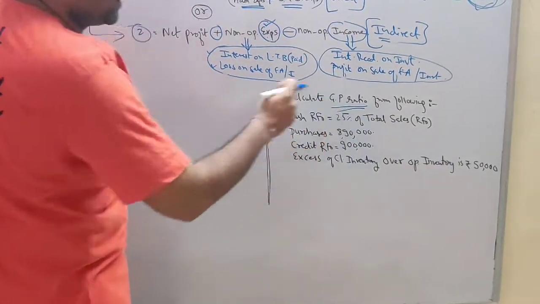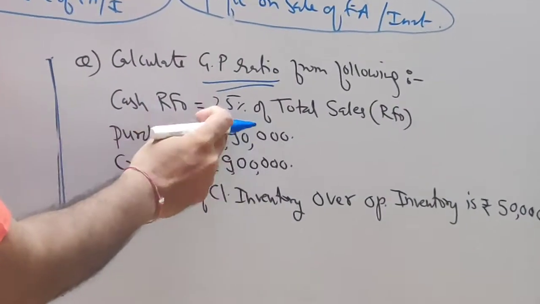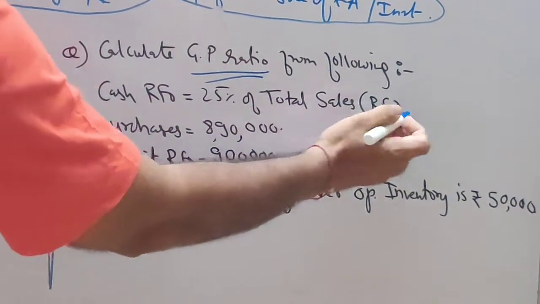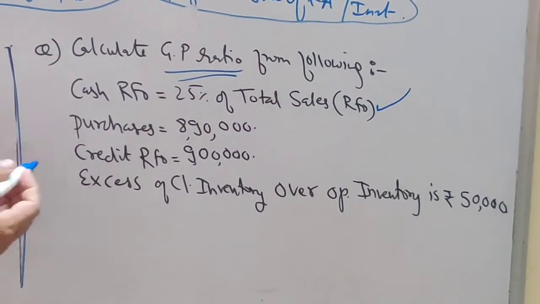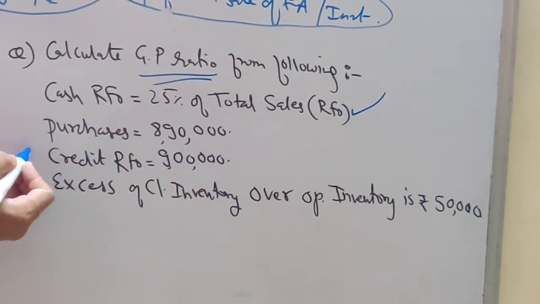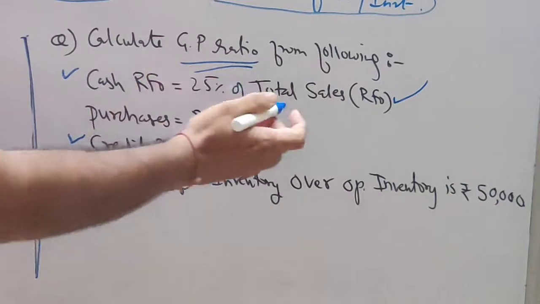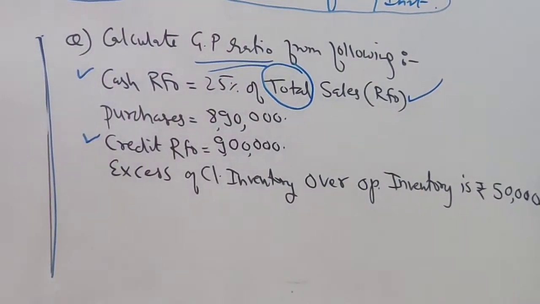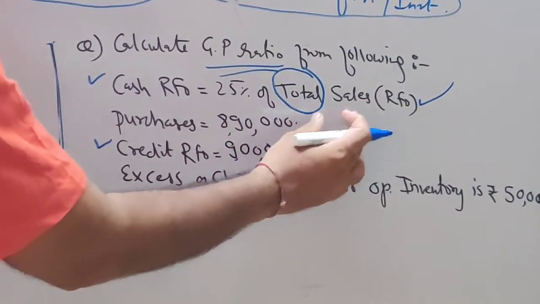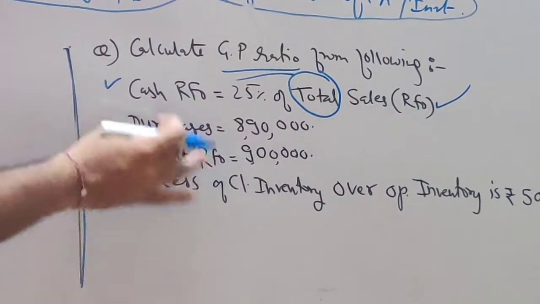Again, they are asking us to find gross profit ratio. Cash RFO is 25% of total sales. That is RFO. Credit RFO is given to you, 9 lakh. And cash RFO they have given 25% of total. Remember, students, they have asked us to calculate 25% of total sales. We don't know total sales.